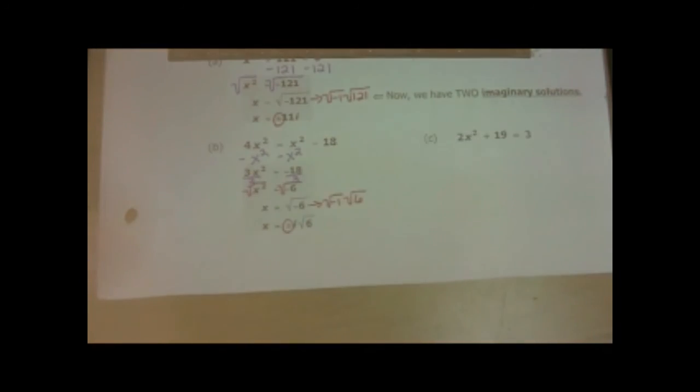The next thing I'm going to do, take the square root of both sides. All right, the square root of x squared is x. The square root of negative 6 is what I have on the right-hand side. We're going to split this up into the square root of negative 1 and the square root of 6. Square root of 6 cannot be simplified. The square root of negative 1 is i, and remember, this is going to give you two solutions, positive i square root of 6 and negative i square root of 6.